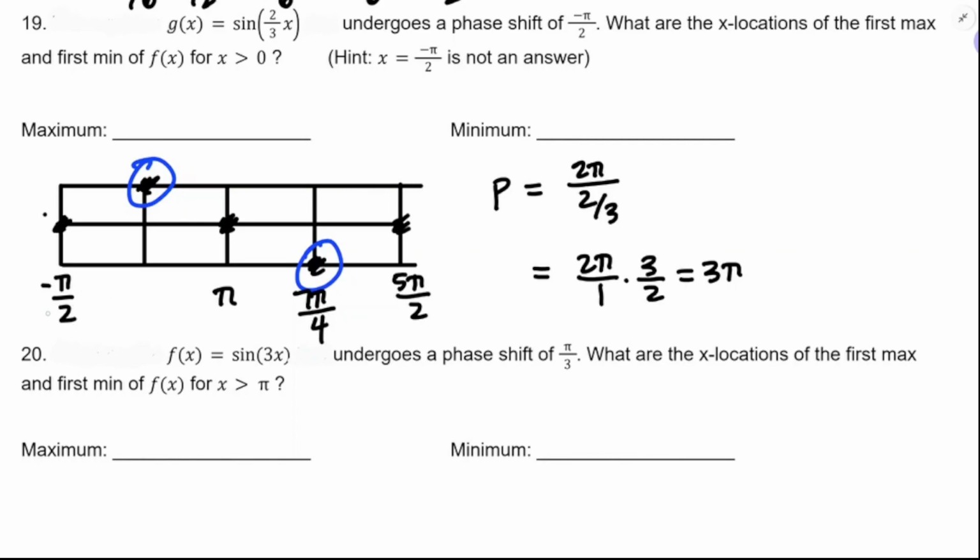Okay, negative pi over 2 plus 2 pi over 2 is positive pi over 2. Divide that in half, that'll be pi over 4. I'm just averaging. All right, so the maximum is going to happen at x equals pi over 4, for x greater than 0. It's a sine graph. Okay, whatever. The minimum is going to be at x equals 7 pi over 4.